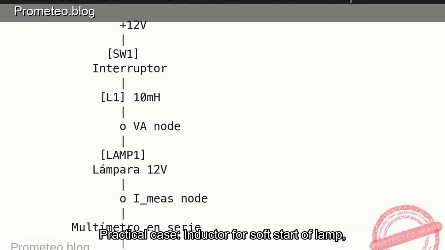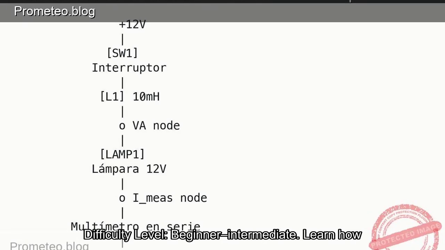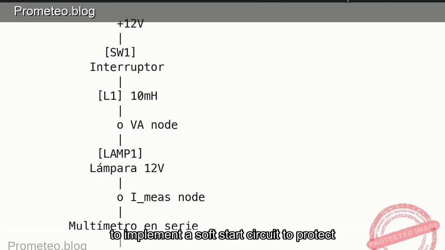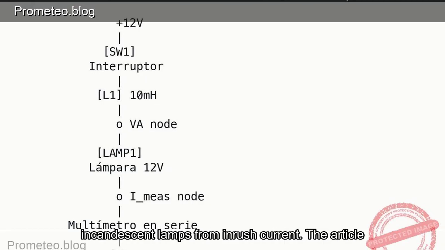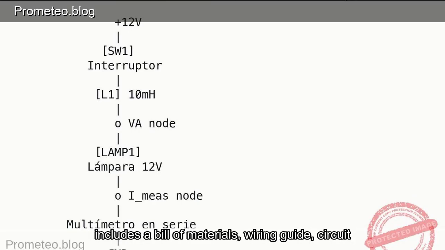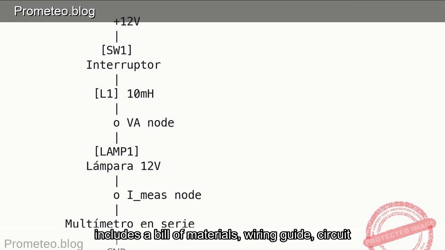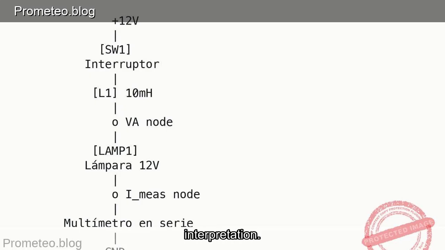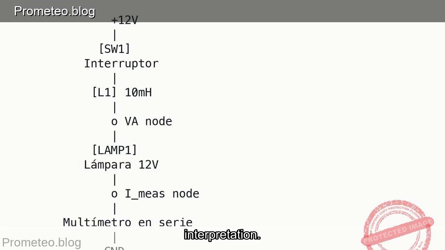Practical case: inductor for soft start of lamp, difficulty level, beginner intermediate. Learn how to implement a soft start circuit to protect incandescent lamps from inrush current. The article includes a bill of materials, wiring guide, circuit schematic, measurements and tests, and results interpretation.